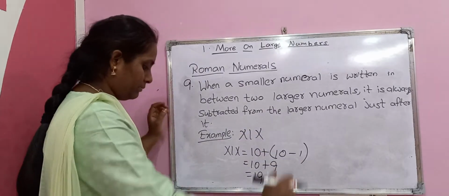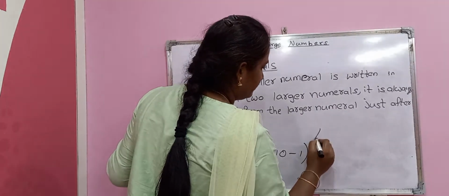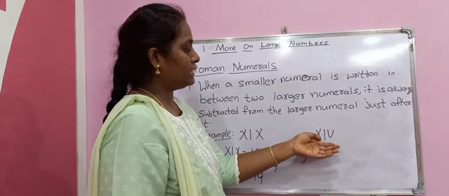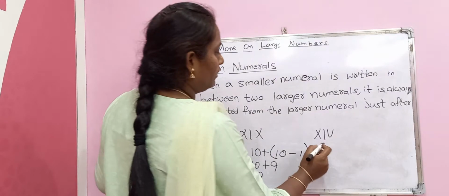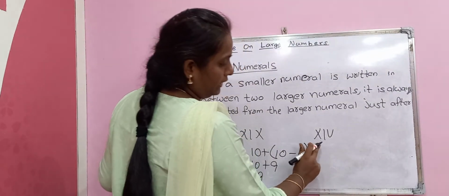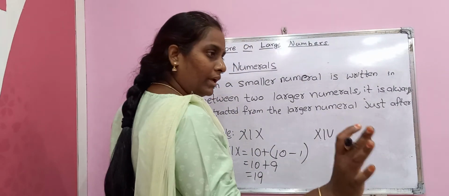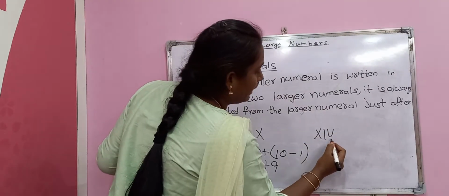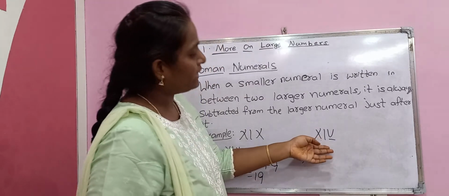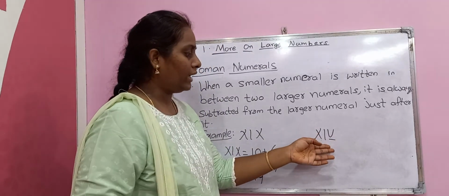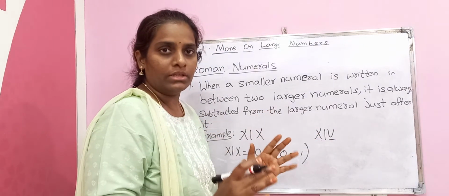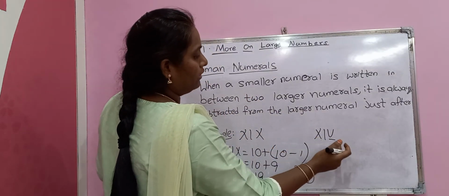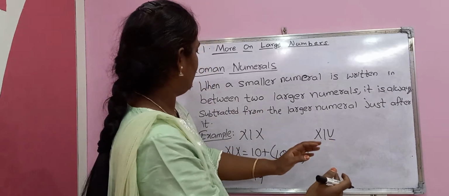We'll take one more example. X, I, V. X means 10. I means 1. It means I is smaller than X. And here V. Here also I is smaller than V. And here I is between the larger numerals. So what we have to do? We do the subtraction after the smaller numeral. Yes.